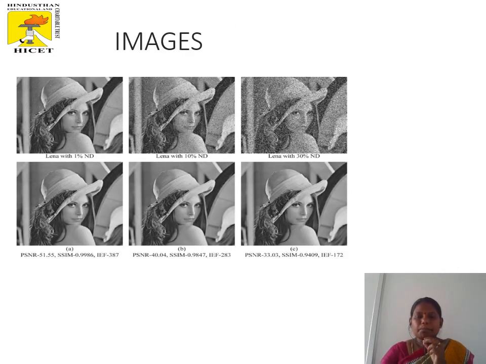Next, these are the images, and in the first row the images have noise distortion, and the percentage is shown there. The first diagram has 1%, the second has 10%, and the third has 30% noise distortion. After the images are given to a digital image processing technique, the quality of the image is improved. See here, the PSNR values of the first, second and third images vary, and the quality of the images is improved in the second row of the diagram.